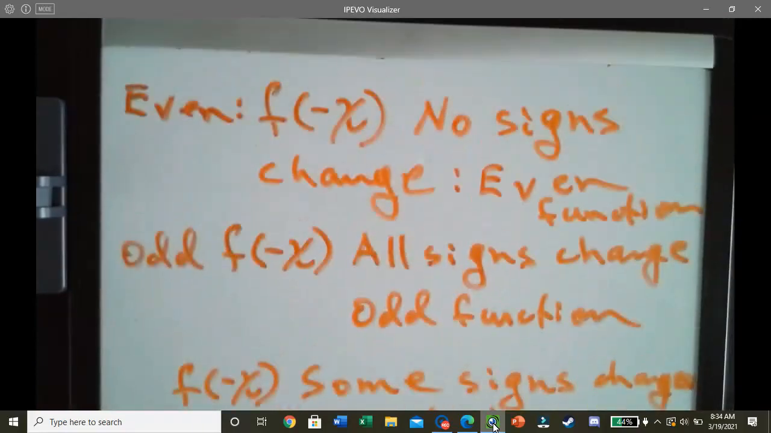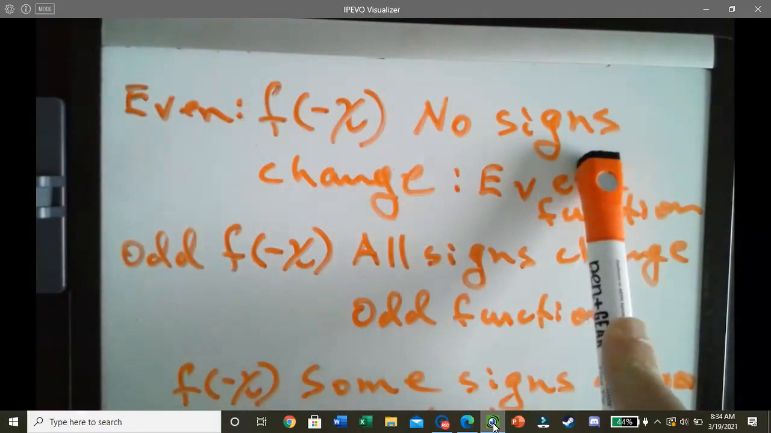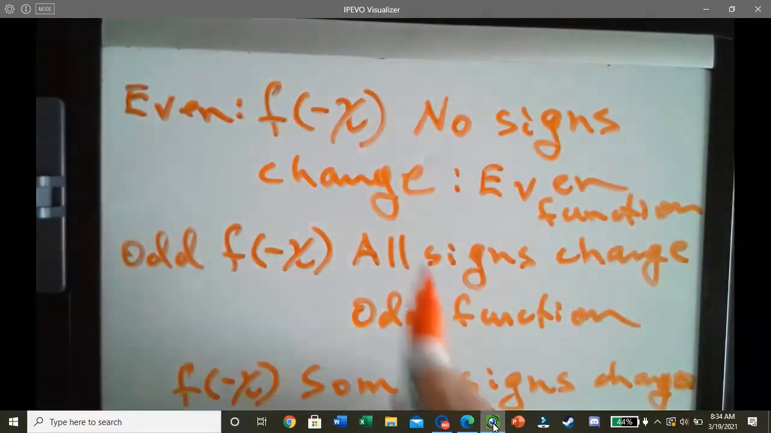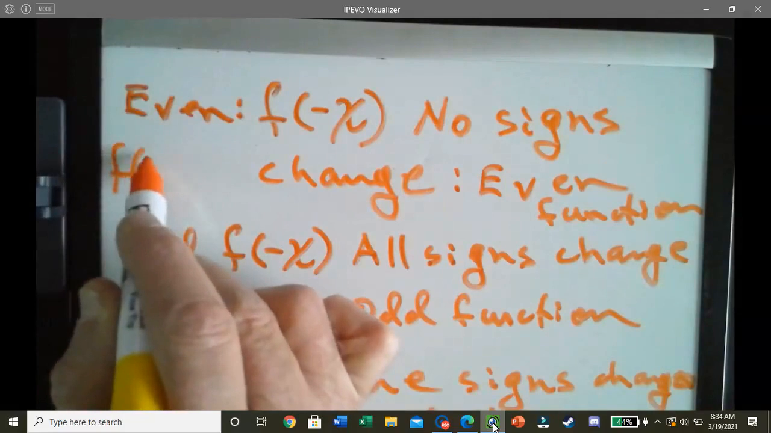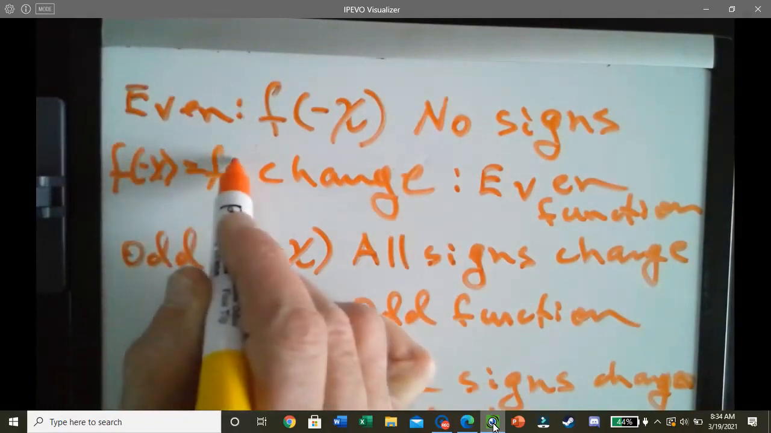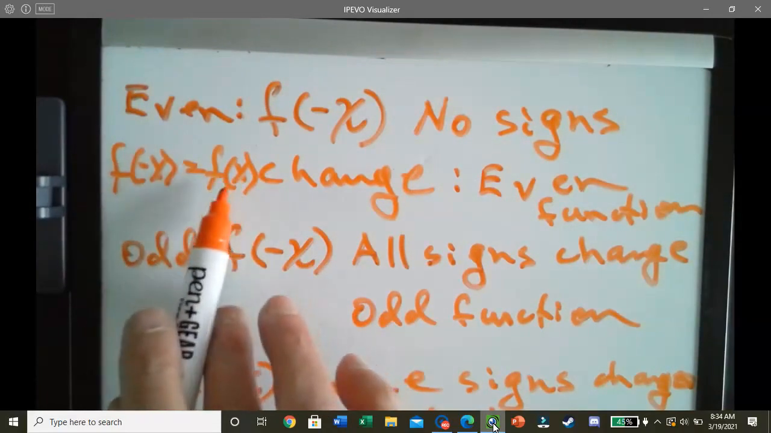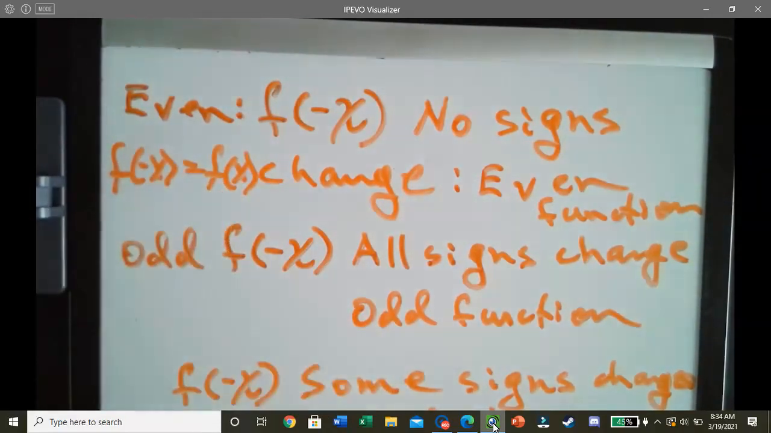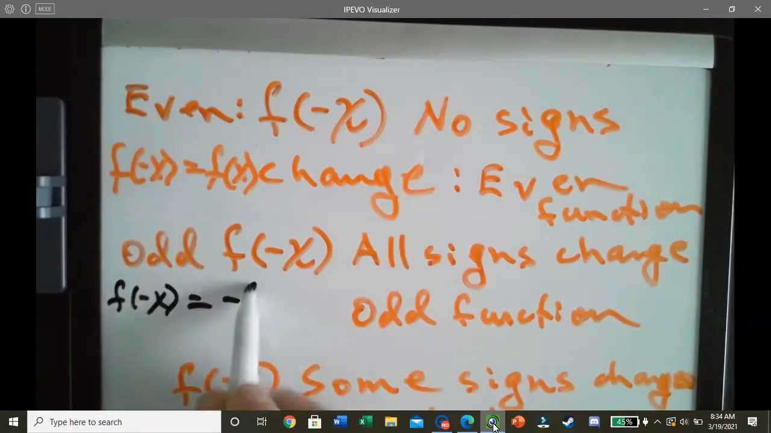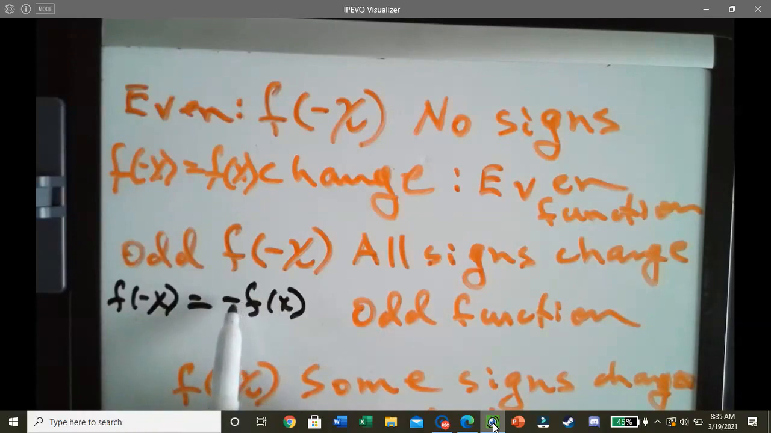So if you substitute negative x in and it looks the same as what you started with, the book illustrates it as f of negative x equals f of x. In other words, no signs change. It looks like the original function. If you substitute negative x in and you get a negative in front, this means all signs change. In other words, it's like the negative was distributed in the function and all the signs change.